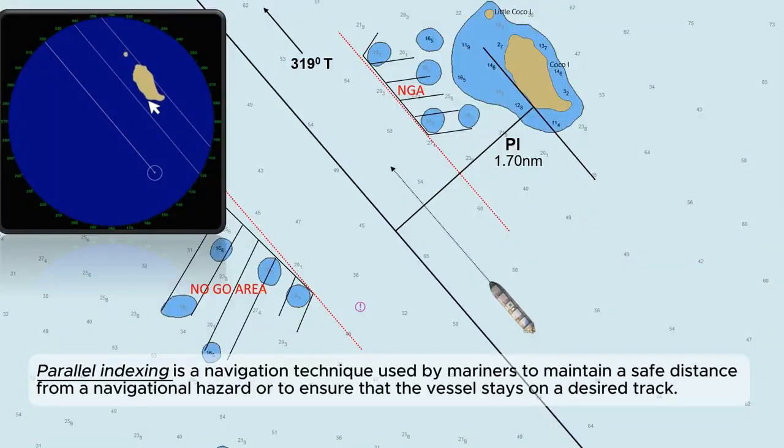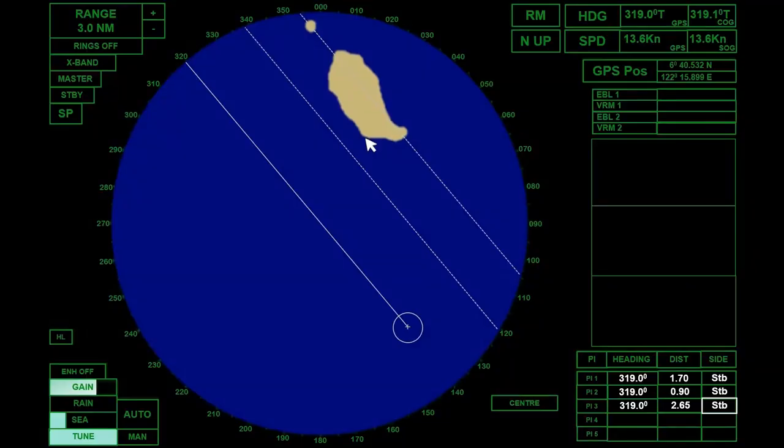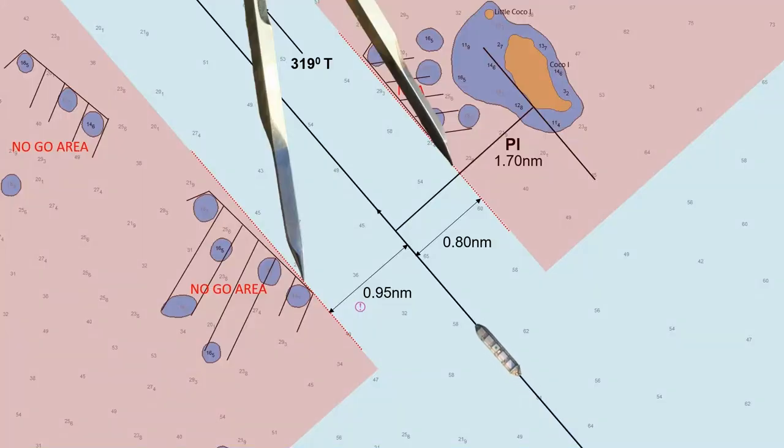Parallel indexing is a navigation technique used by mariners to maintain a safe distance from a navigational hazard, or to ensure that the vessel stays on a desired track. This method involves using radar and electronic navigational charts, or paper charts, to create reference lines, or index lines, parallel to the ship's course, to continuously monitor a vessel's track to a predetermined passage plan.